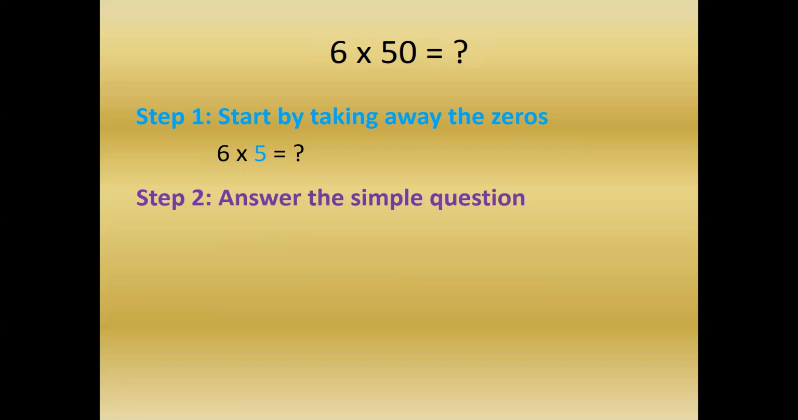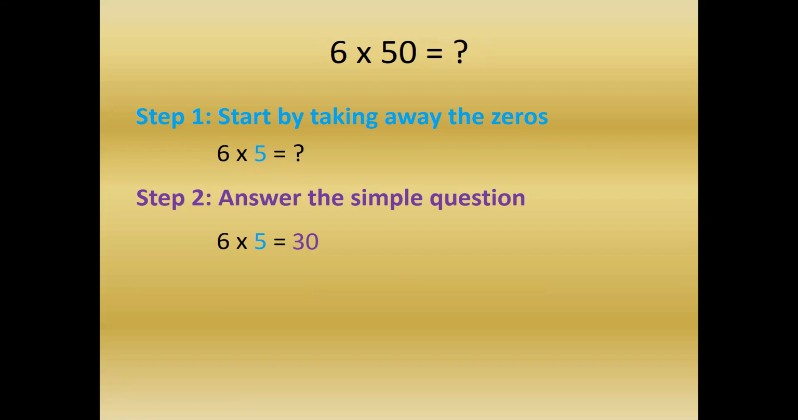Then we have step number 2. We have to answer the simple question. So 6 times 5 is equal to what? Think about that. Go through your 5 times tables. So 5 times 1 is 5, 5 times 2 is 10, 5 times 3 is 15, 5 times 4 is 20, 5 times 5 is 25, 5 times 6 is 30. So it means our answer is 30.